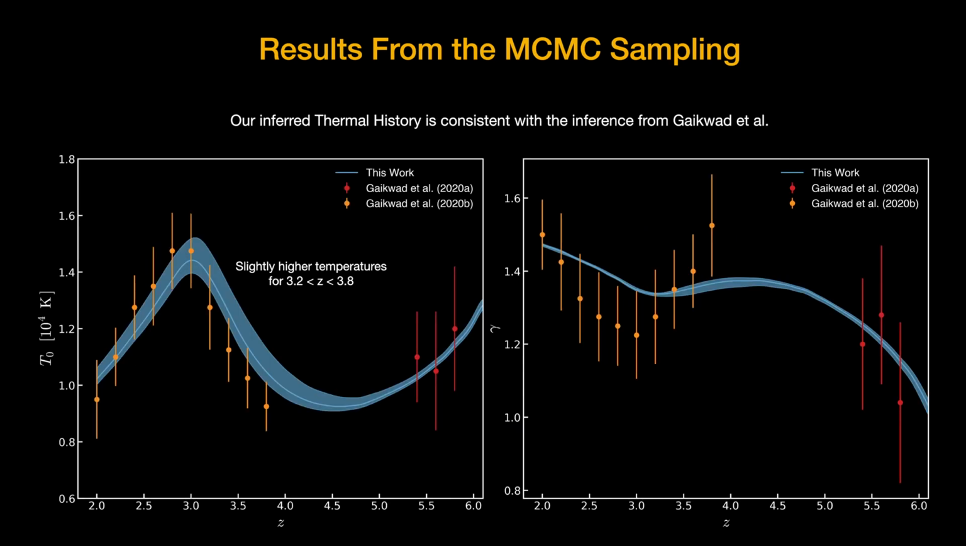Okay, now you see a result for the thermal history marginalized over the posterior distribution, and I show that our inference for the thermal state of the IGM quantified by T0 and gamma is consistent with the inference presented last year by Gaikwad et al. It's important to note that these inferences are completely independent. Gaikwad uses other datasets, other simulation suite, and in general other methodology. Nevertheless, we infer similar thermal histories. This is remarkable and it's important.